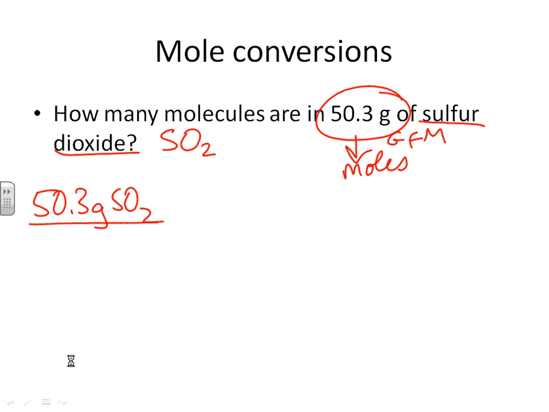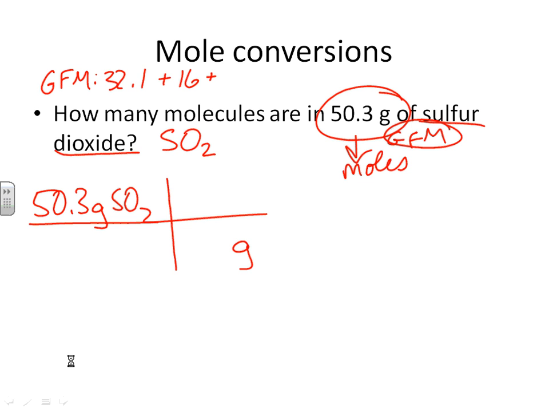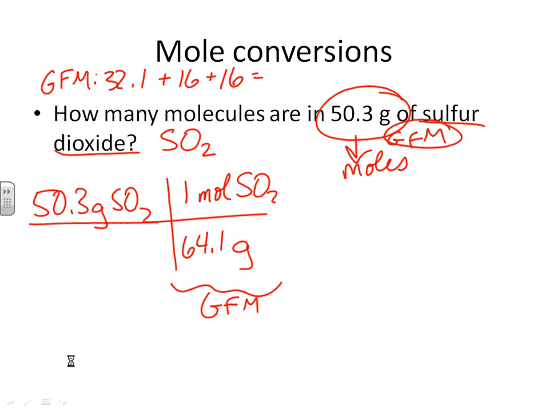And I'll do this with T-charts. Sure, why not? Set up the first T-chart, take the unit, drop it down, grams. Well, what grams? GFM, so we need the GFM of sulfur dioxide. Sulfur is 32.1, oxygen is 16, and there are 2 of them, so we get a gram formula mass of 64.1 grams. Every 64.1 grams is 1 mole of sulfur dioxide. This right here is your GFM, grams per 1 mole.